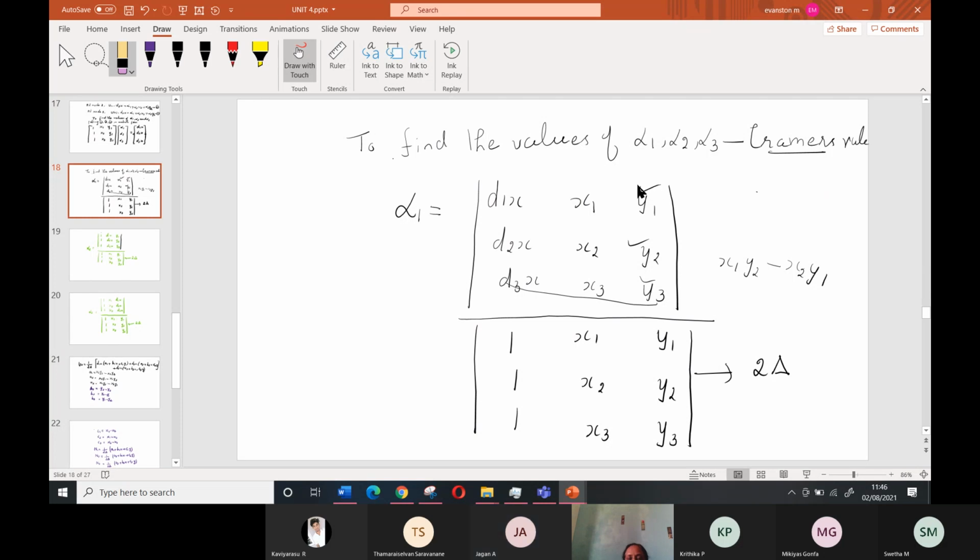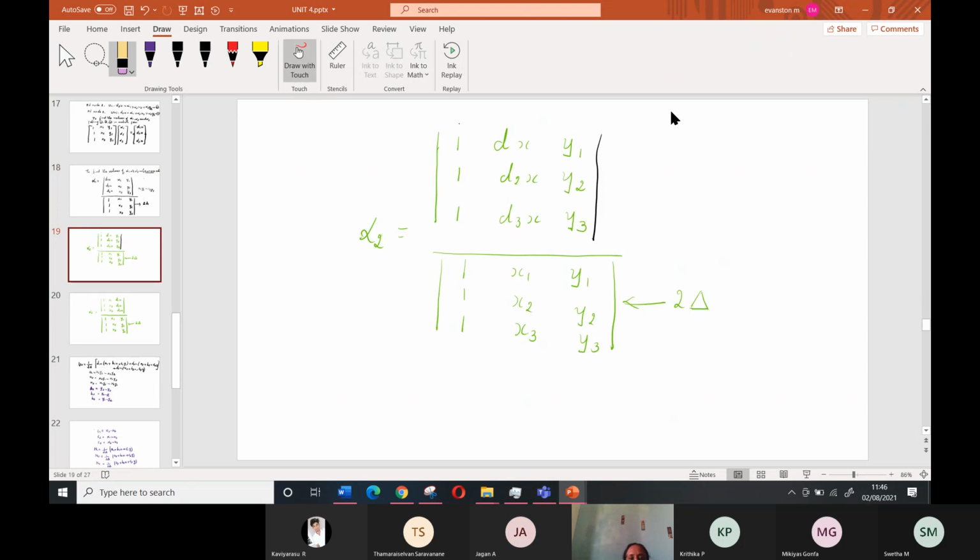Tell me, Jagan. B1 value, B3 value doubt, ma'am. Can you explain once again, ma'am? B1 and B2, B1 and B3. B1, how to find out? B1 is from the alpha 2 matrix. Am I correct? So B1 is the coefficient of d1x. One minute.